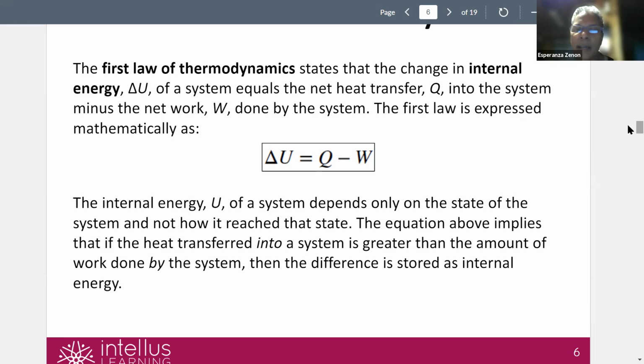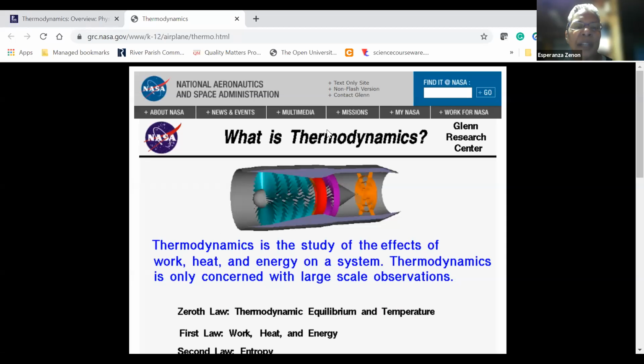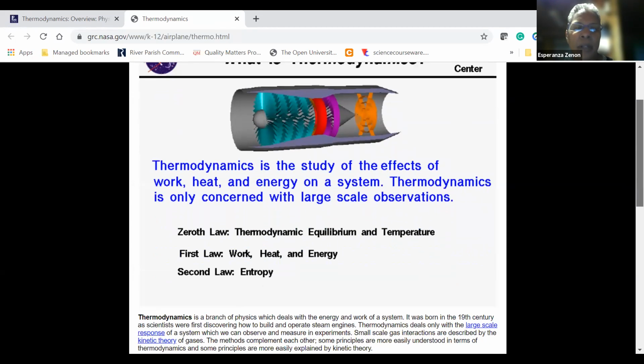But let's take a look at another visual that I think will clarify this more. All right, I'm going to go to this NASA website. Can y'all see that? I think the sharing is still pretty good there. Am I right?